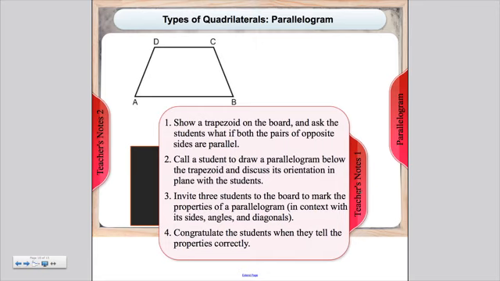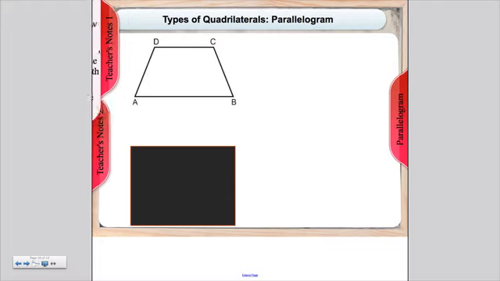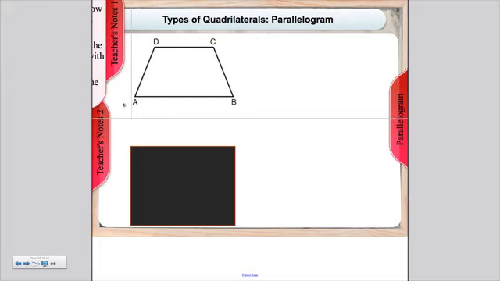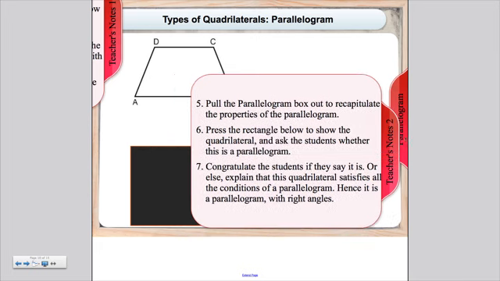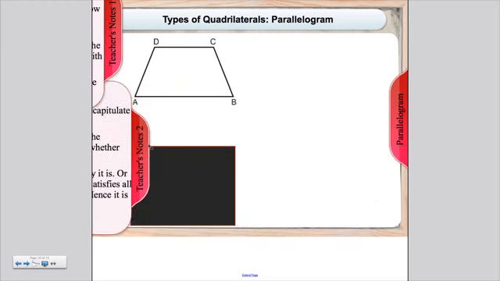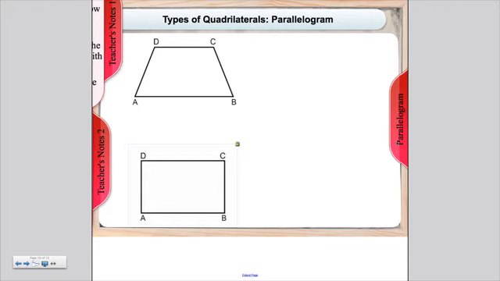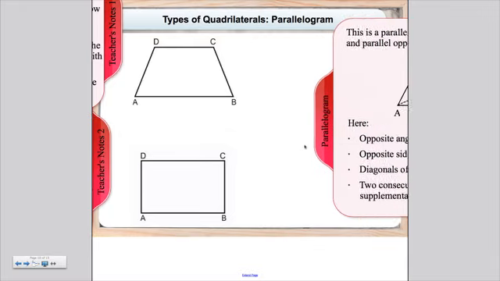Okay, hopefully you've got that right. So I'm congratulating you as well as your teacher in the room. Now let's go to the second part. Okay, so now we're going to click on the rectangle and talk about its properties and see if you were correct. Okay, hopefully you drew a shape similar to that.